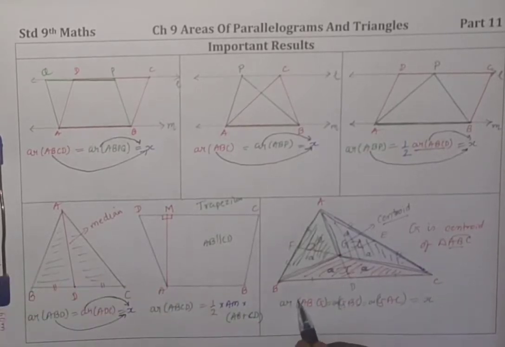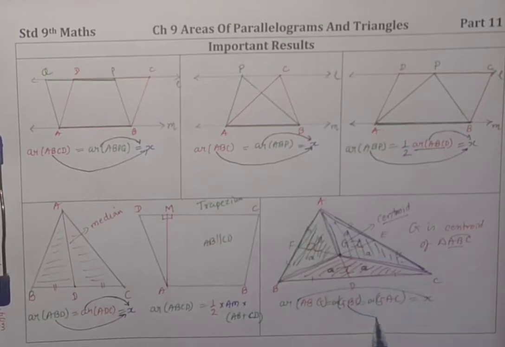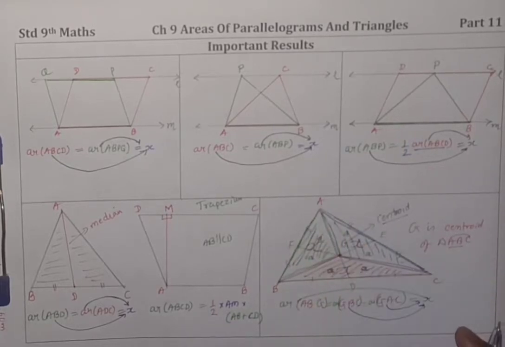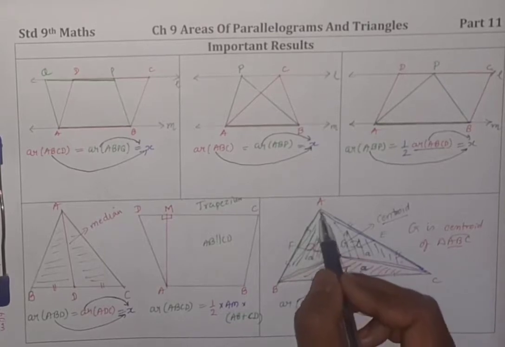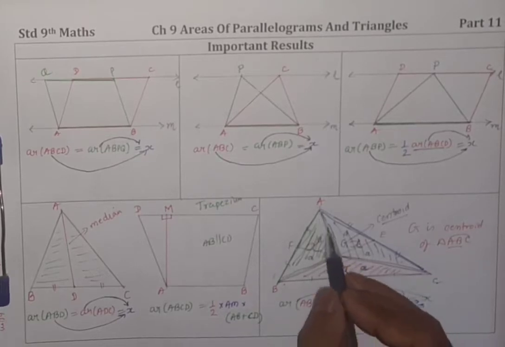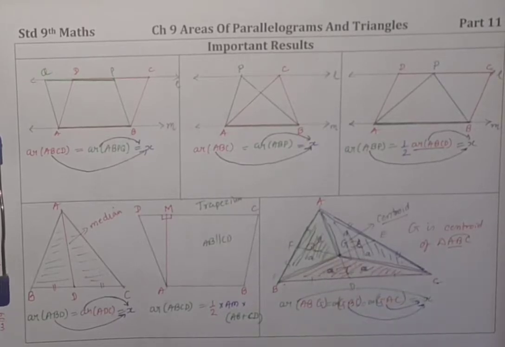Okay, so what is the area of triangle ABG? X. What is the area of triangle BGC? X. What is the area of triangle GAC? X. So what is the area of the whole triangle? X plus X plus X, 3X. What is the area of this quadrilateral AGBC? X plus X, 2X. What is the area of the whole triangle? Yes, X plus X plus X, 3X.